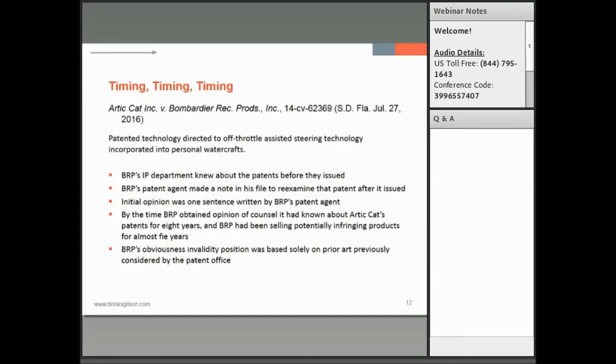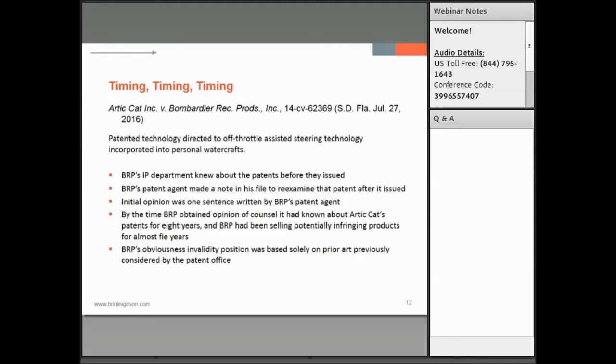The next case that kind of follows very similar to this is Arctic Cat v. Bombardier Recreation Products. Again, this is a situation where defendant had knowledge about the patents. They actually knew about them before they issued. They had a patent agent provide a cursory one-sentence review, an opinion about the patents, but problematic here was that that patent agent reviewed the pending claims and not the claims that were actually issued. So again, we run into another situation here where there was no opinion of non-infringement, and the only opinion of counsel that was provided on invalidity was based on art that was previously before the patent office.